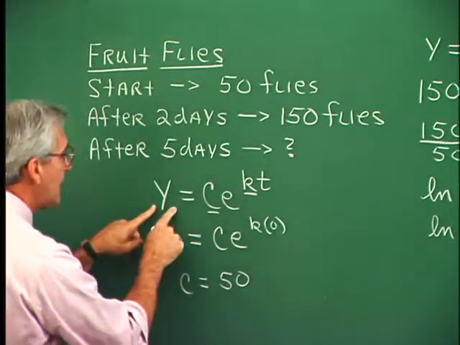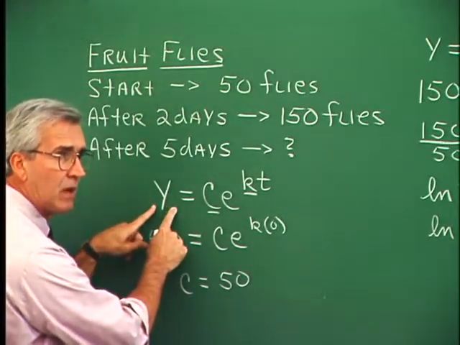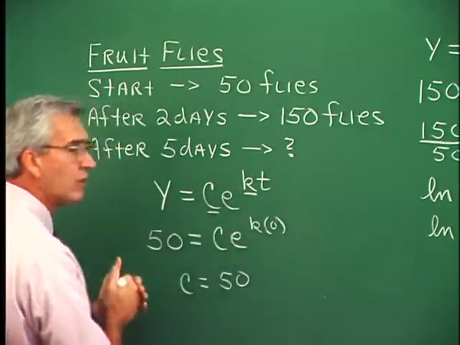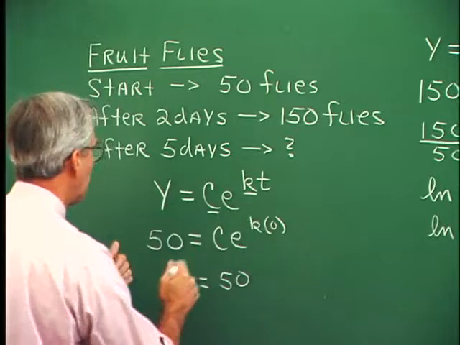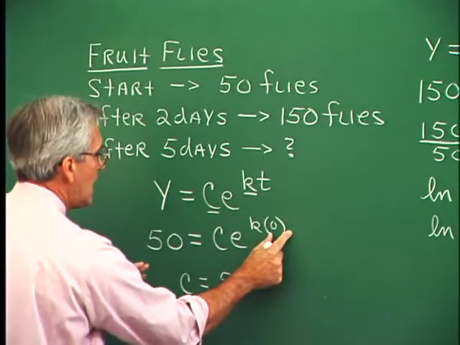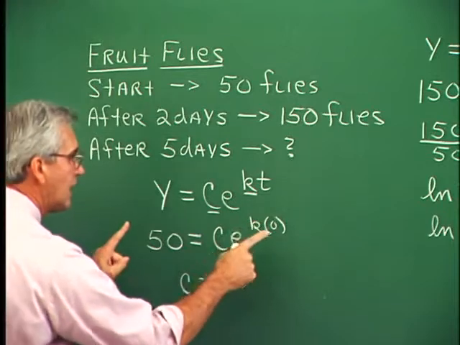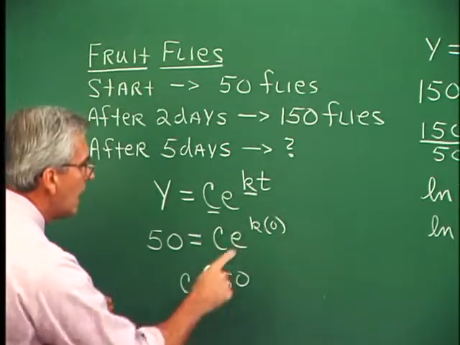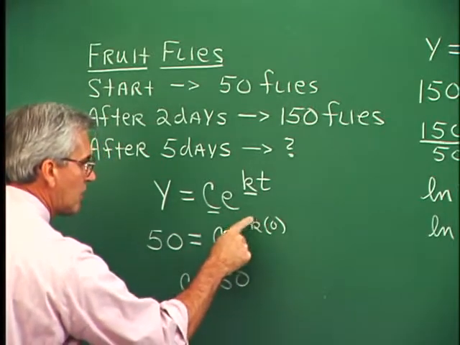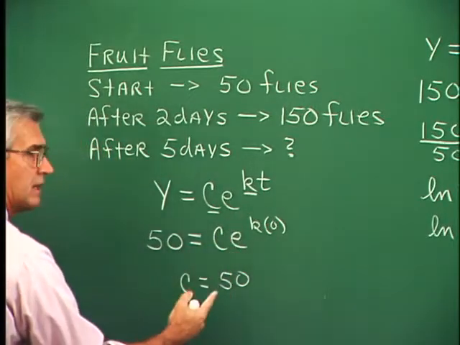Now, y stands for the number of flies in the population, the number of items in our population after a certain period of time. So we replace for those two. We have y is 50 then, t is 0, and now we can easily solve for C. Now notice, because 0 times k is 0, e to the 0 power is 1, so C then is 50.